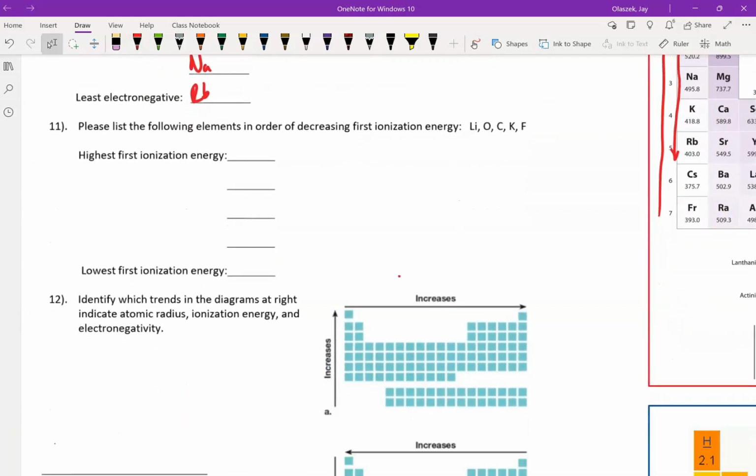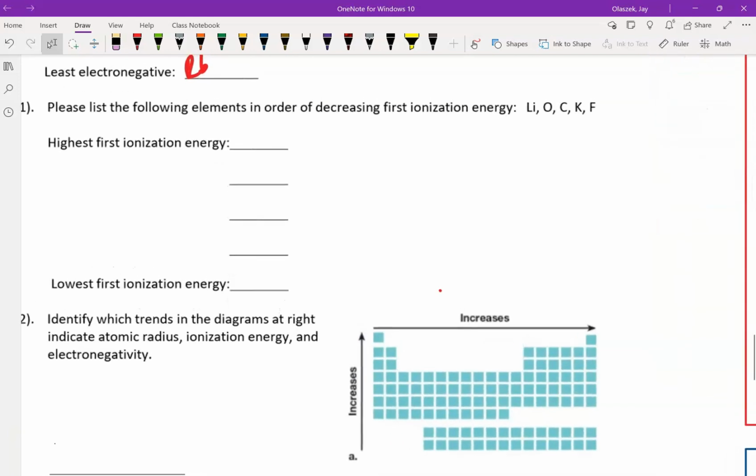This one is asking us to list the elements in order of decreasing first ionization energy, and which is the hardest to remove an electron. Well, fluorine has the highest electronegativity, so it's going to be the hardest. Oxygen's next to that, and of course, carbon is next to that. Then we've got potassium and lithium, which are in the same group. They're all in the same row, except for potassium. So the hardest to remove an electron is going to be fluorine, then oxygen, then carbon.